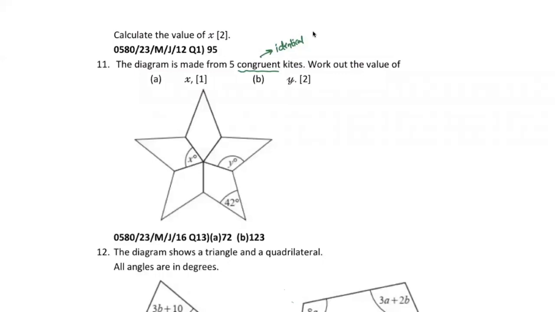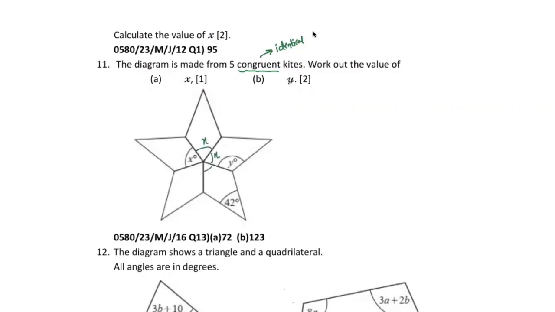Okay, so we have 5 congruent kites. Congruent means identical figures, which means that the corresponding angles are going to be the same. And since it's a kite, it's a quadrilateral, so all the angles must add up to 360 degrees.